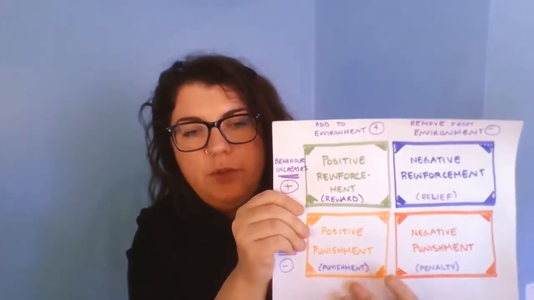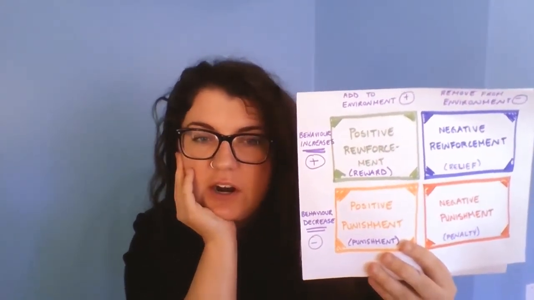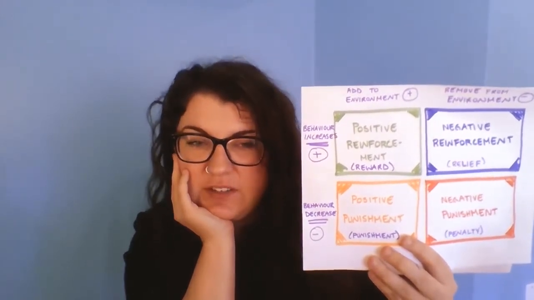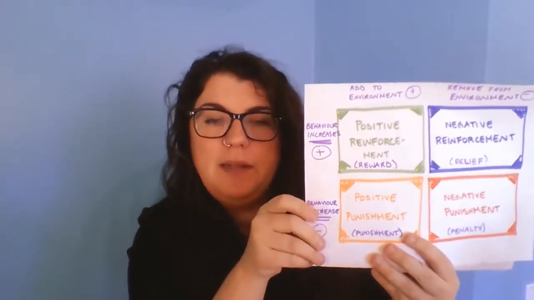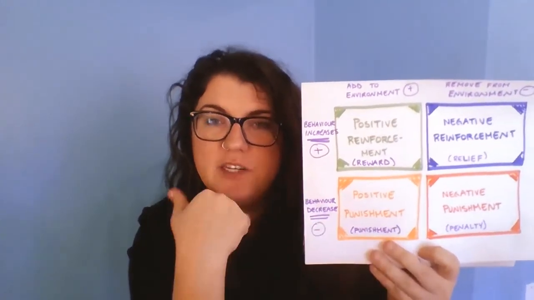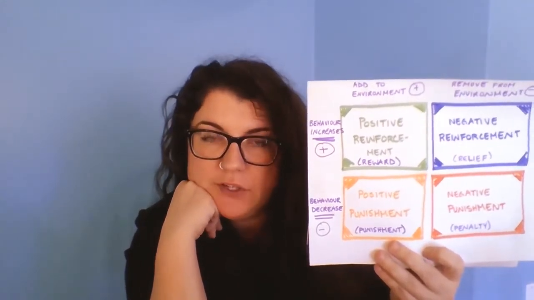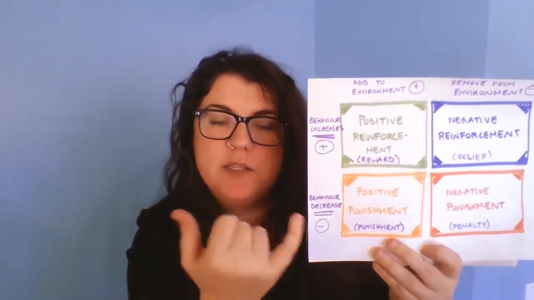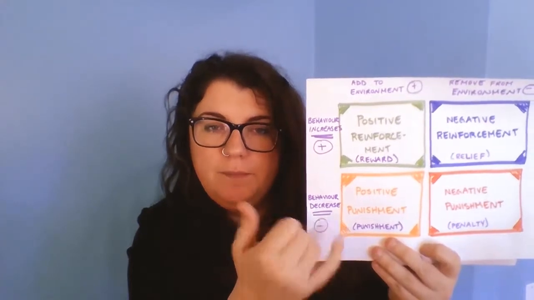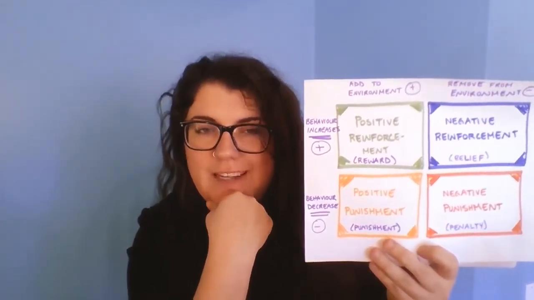So the next two down at the bottom, these are when we're making behavior decrease, and these are punishment procedures. We talked about this really briefly, but let's go into just a little more detail. We have positive punishment or negative punishment, again, just like with the reinforcement. Both make behavior decrease, but in two different ways. Positive punishment, like positive reinforcement, is when we're adding something to the environment. That's what the positive means.